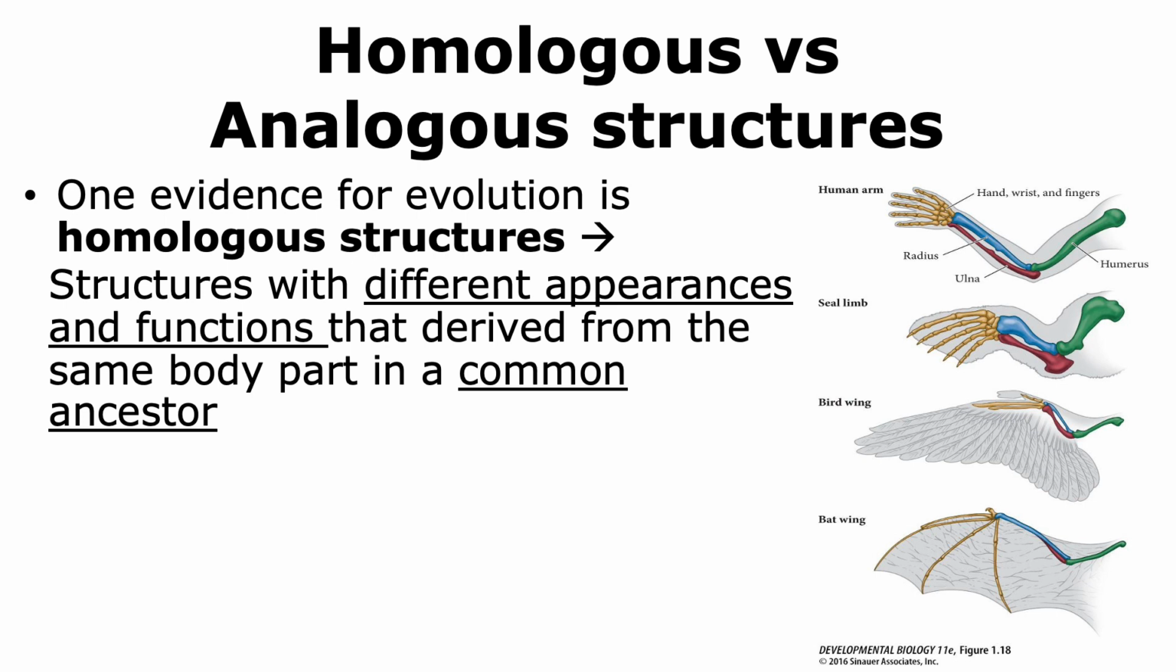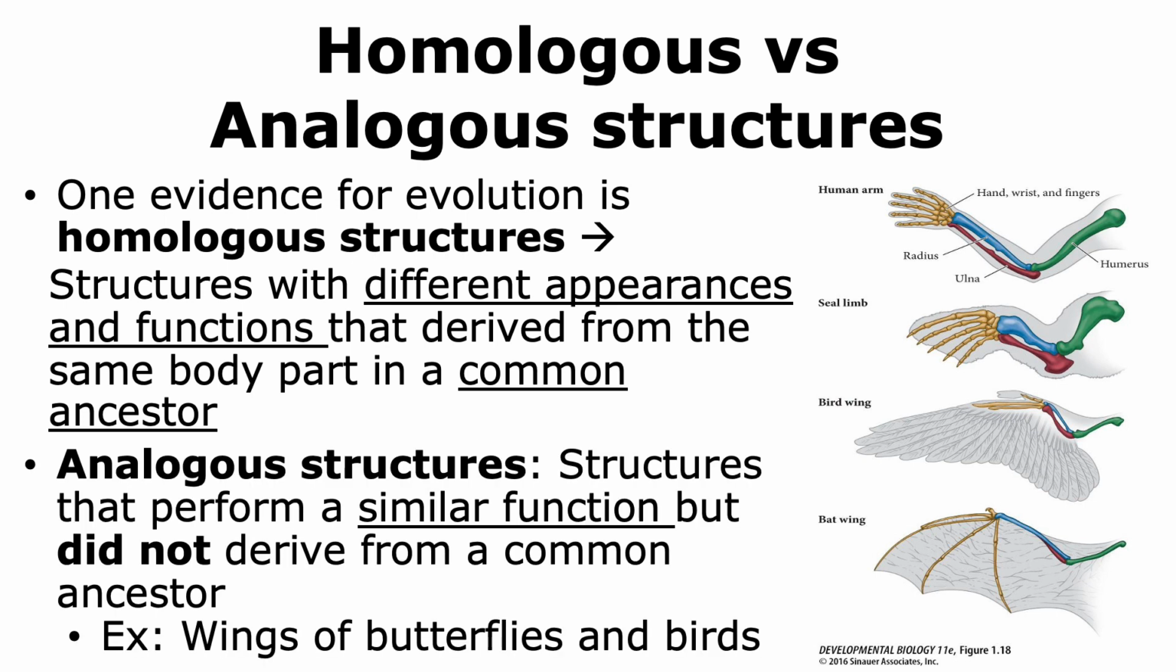Homologous structures are different from analogous structures, because analogous structures are structures that perform a similar function but do not derive from a common ancestor. So the example for this is the wings of the butterfly and the wings of birds, and both of them are used for flying. However, when we look at the embryonic development of these two organisms, there is no common feature that gives rise to these wings, and hence they are analogous structures.